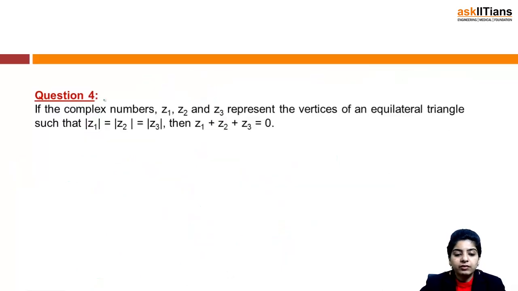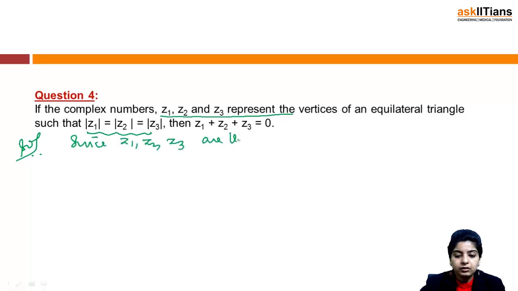Now the next question that we have is, if the complex numbers z1, z2, z3 represent the vertices of an equilateral triangle such that modulus of z1 is equal to modulus of z2 is equal to modulus of z3, then show that z1 plus z2 plus z3 is equal to 0. Okay, so we are given that z1, z2, z3 are the vertices of an equilateral triangle and mod z1 is mod z2 is mod z3. This is the given information.